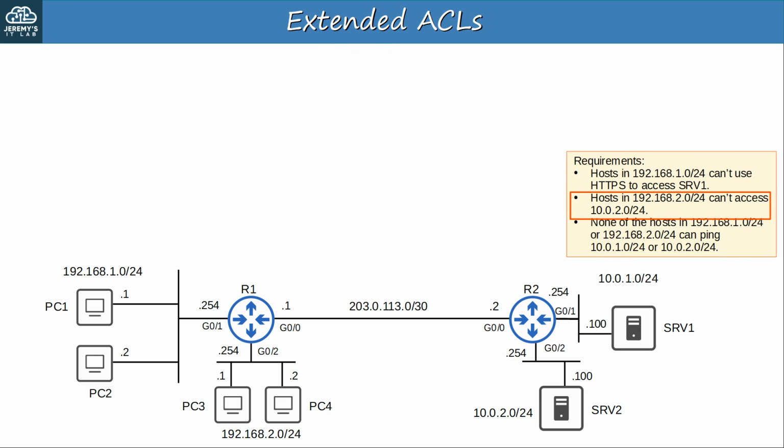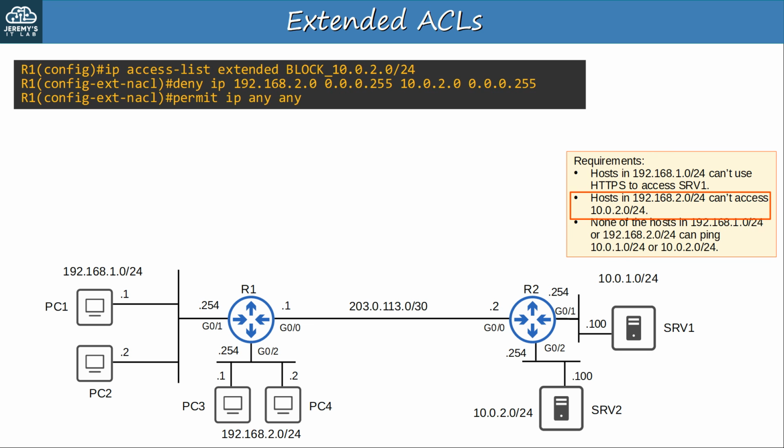Next up, let's fulfill that second requirement. Hosts in 192.168.2.0/24 can't access 10.0.2.0/24. Again, I'll create a new ACL on R1. Of course, if you think you're ready, pause the video and try to write out the ACL yourself. But I'll show you my solution now.